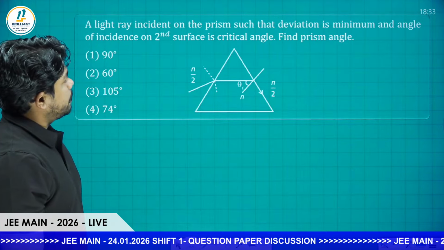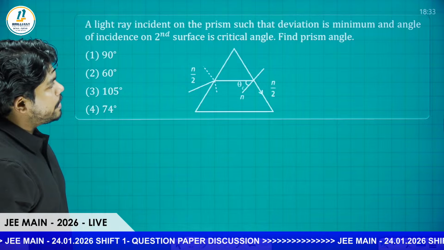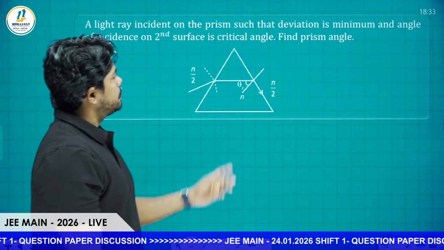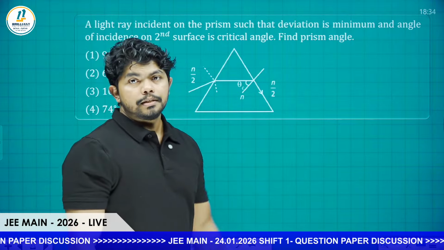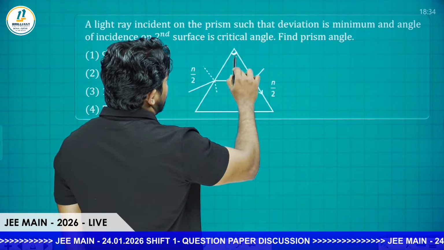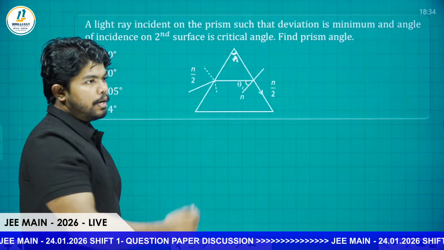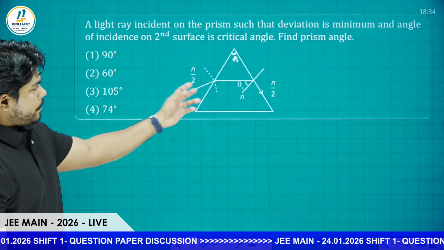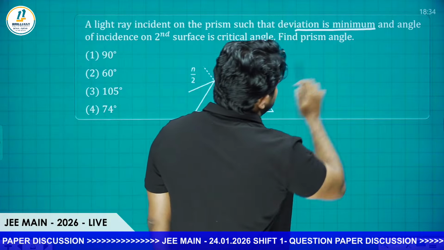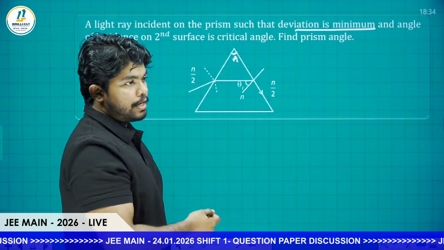A light ray is incident on a prism such that the deviation is minimum and the angle of incidence on the second surface is the critical angle. Find the prism angle. So we need to find the angle of the prism, okay. We call that A, right? So how can we solve this? They are giving us some condition. The deviation is minimum. What is the minimum deviation condition?